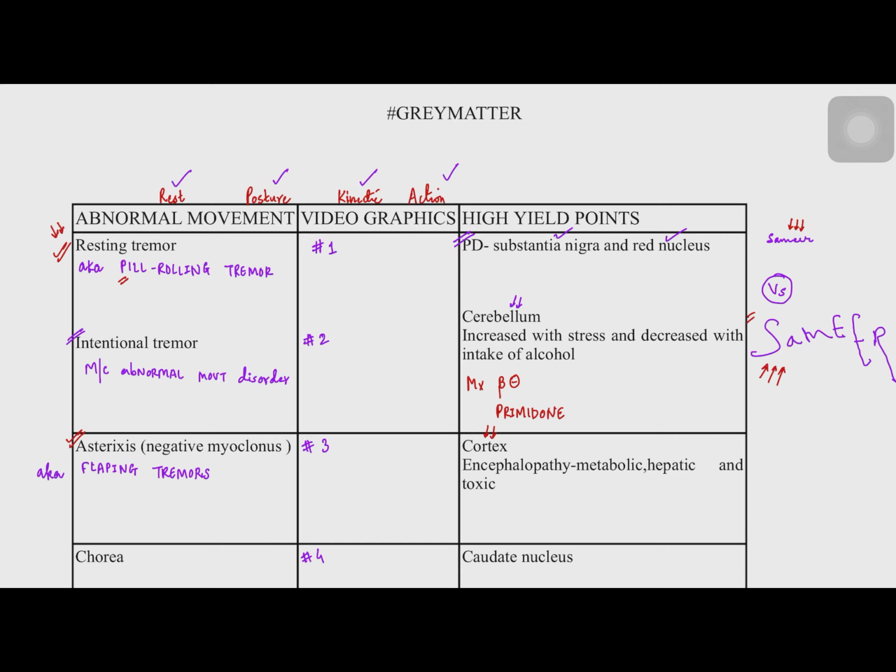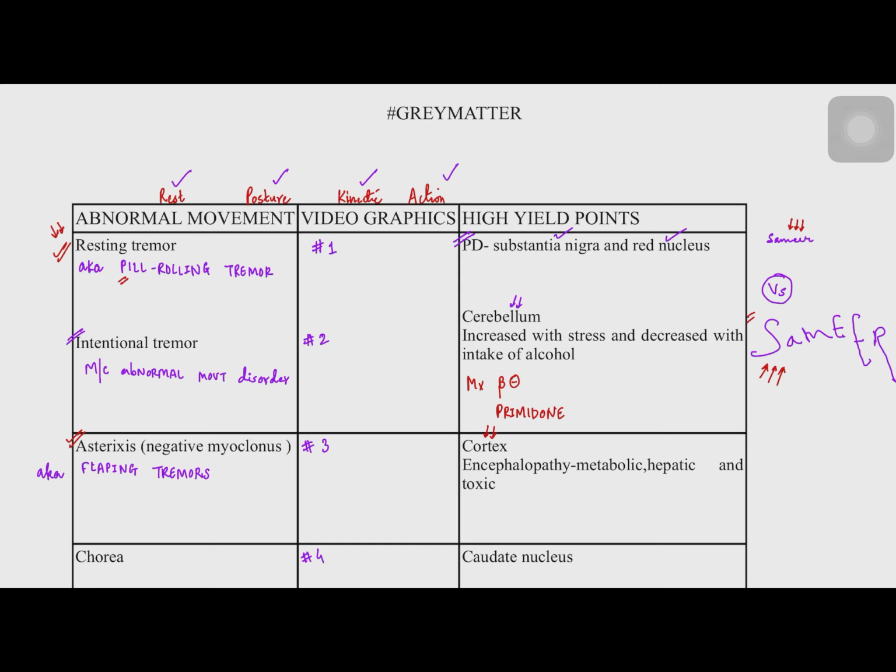So the first movement disorder we are going to discuss is tremor. Tremor is basically of four types: resting tremor, postural tremor, kinetic tremor, and action tremor. So what is exactly tremor? Tremor is basically a rhythmic oscillation of a body part due to intermittent muscle contraction. All the definitions which I am going to say are from Harrison's.